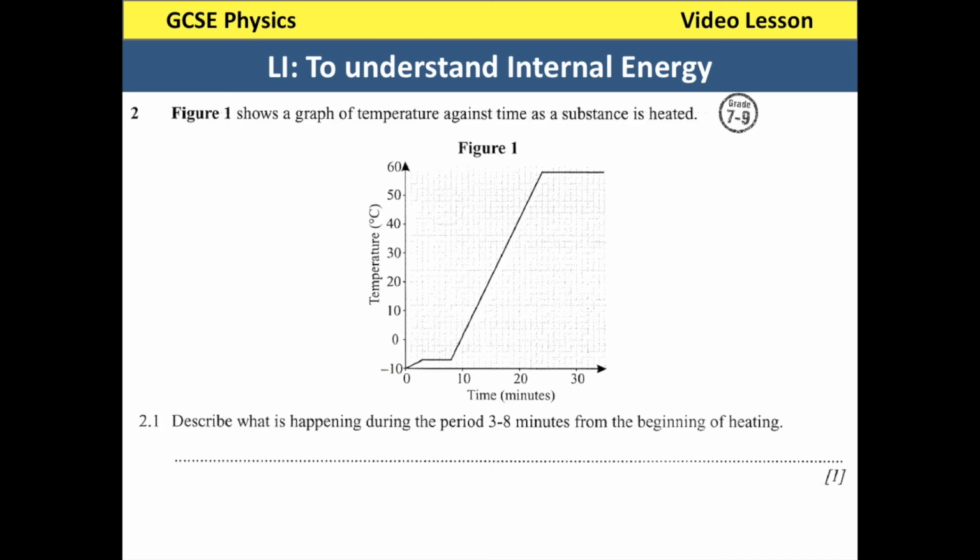Question 2. Figure 1 shows a graph of temperature against time as a substance is heated. Describe what is happening between 3 and 8 minutes. So between 3 and 8 minutes we can see that the temperature isn't changing. That means that a change of state is going to be happening. Now because there's 2 changes of state that happen here, we can see there's 2 flat sections. The first one must be as we go from being a solid to a liquid. So that means that we are going to be melting.